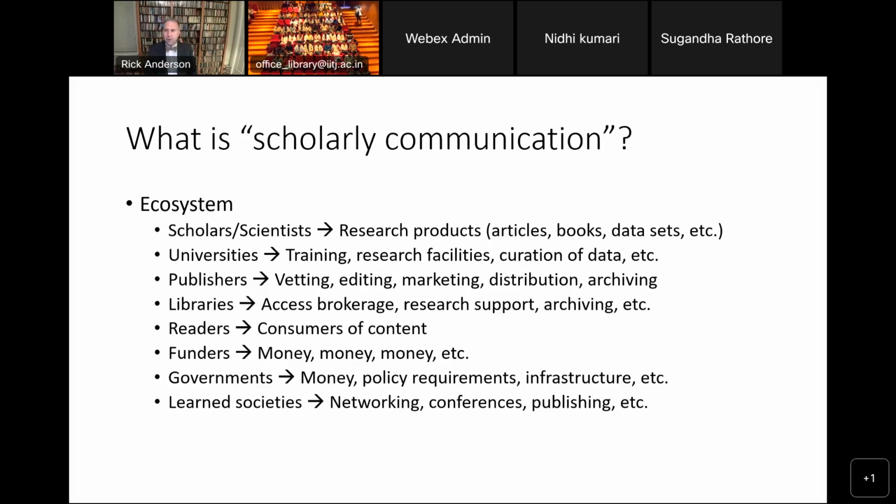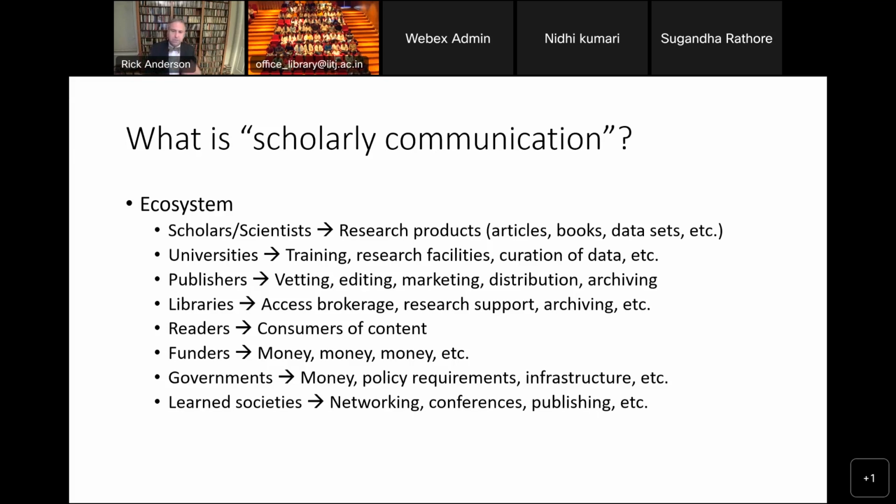And then, of course, there are publishers. Publishers are the ones who are charged with vetting and evaluating the research outputs that are reported on, and then edit them and publish them in journals or as books, and then market those publications, make sure that they're distributed, and increasingly, publishers themselves are now the archives of the things that they publish. This is a relatively recent development.